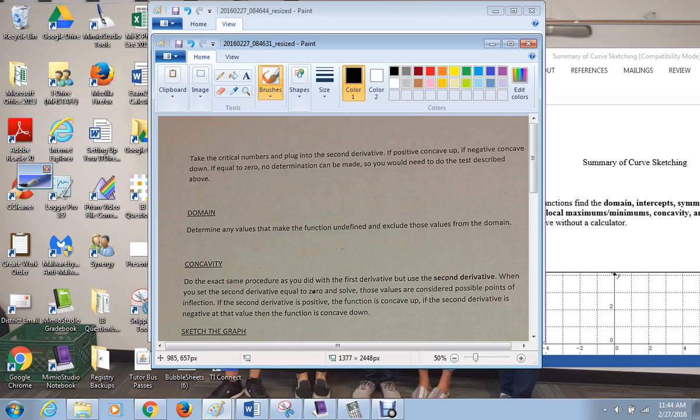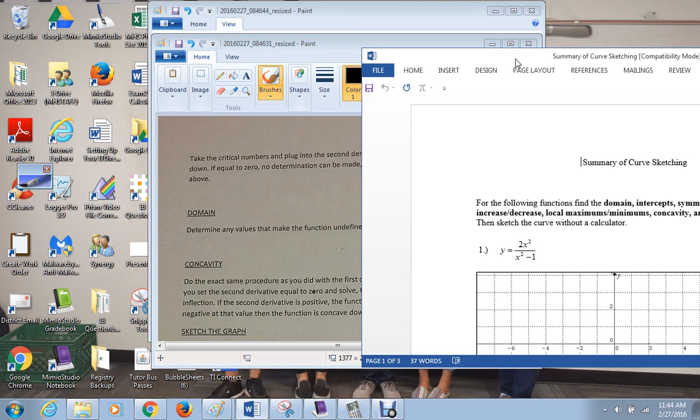Domain, then we can determine the intervals of concavity, and then we can sketch the graph. So let's take a look at an example.